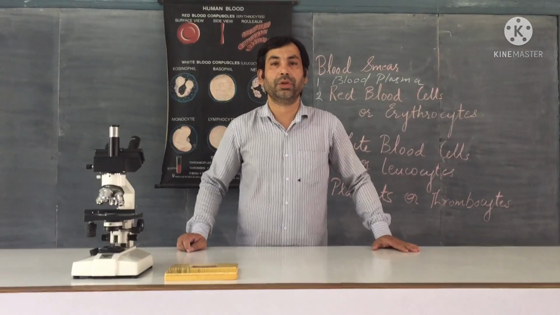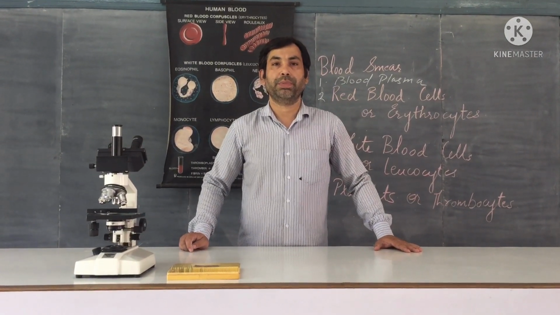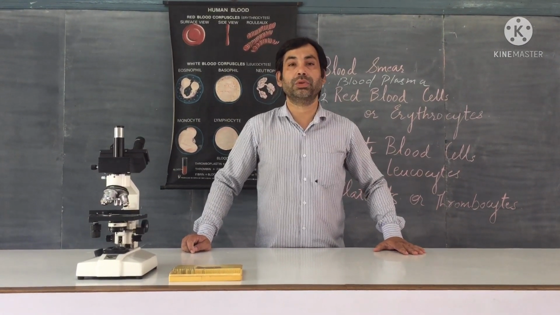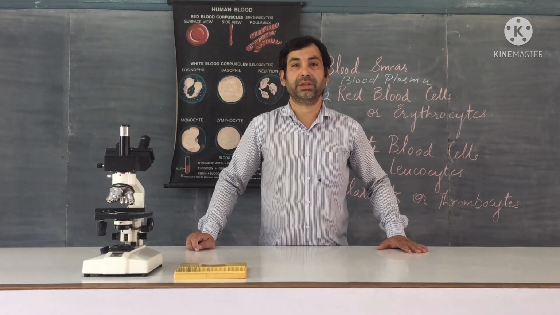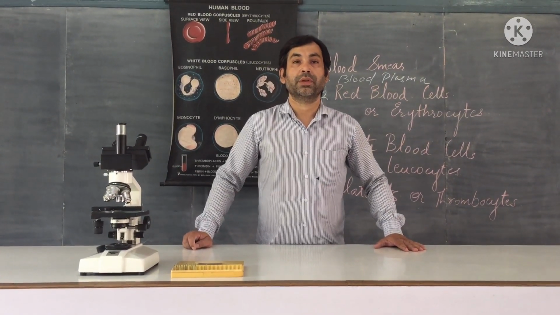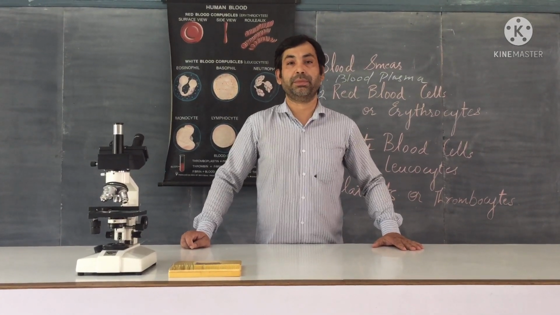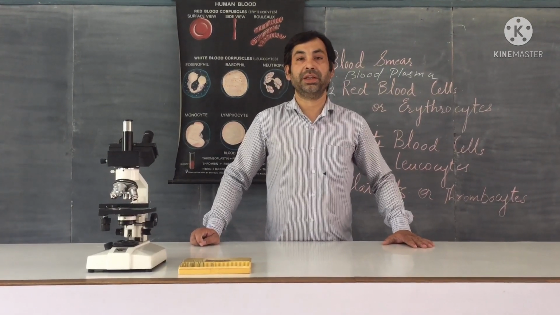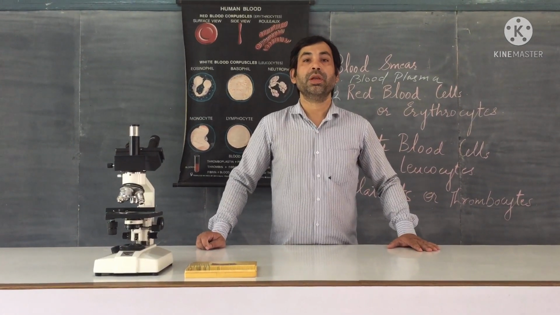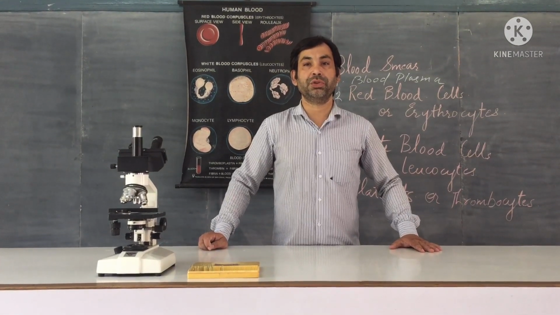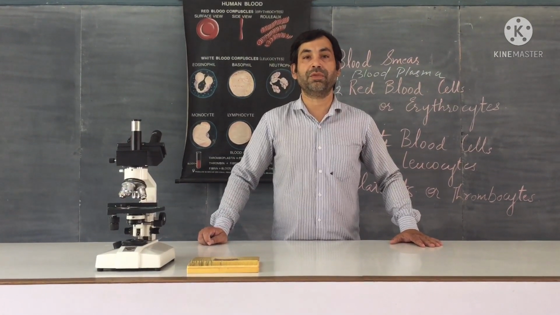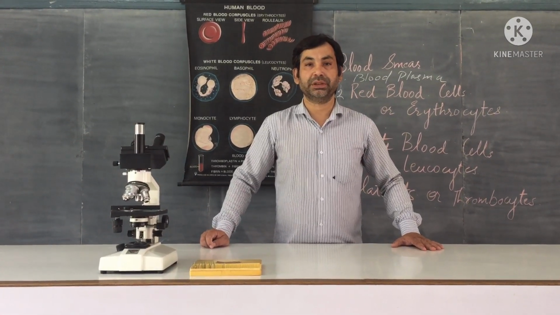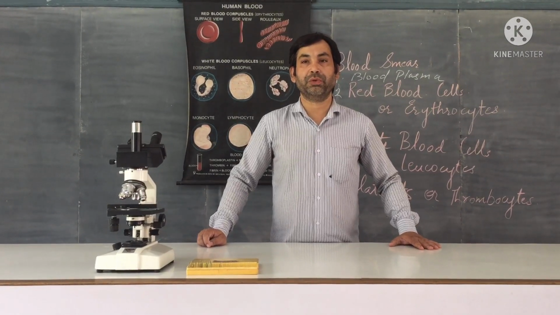Next slide is of human blood smear. Blood is a fluid connective tissue. In the human body around 5 to 5.5 liters of blood is found. There are two components of blood: number one, blood plasma, and number two, formed elements. Blood plasma is an alkaline intercellular substance which constitutes around 55% of total blood. Blood plasma also contains albumin, globulins and fibrinogen proteins.